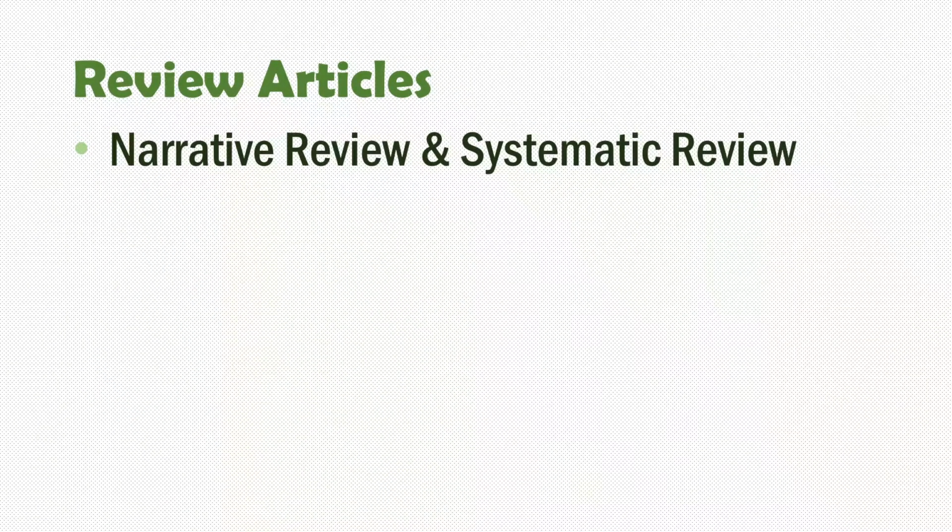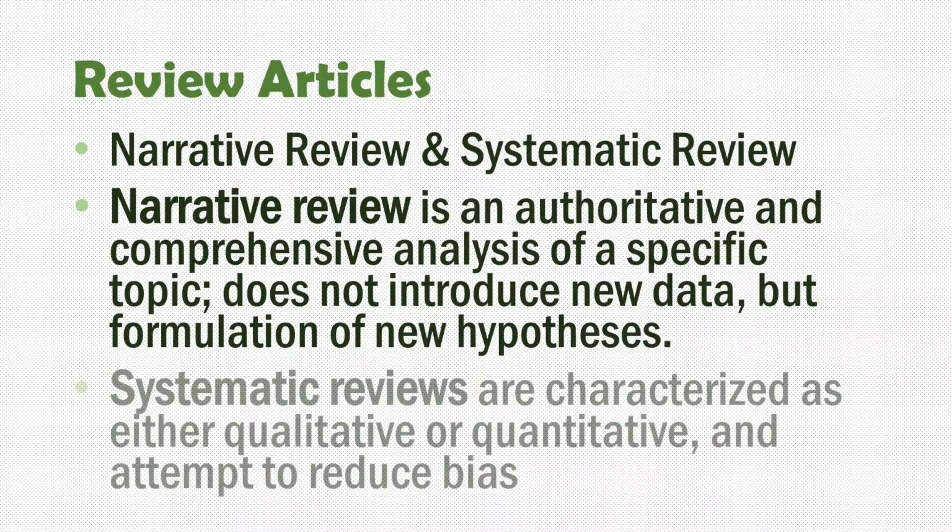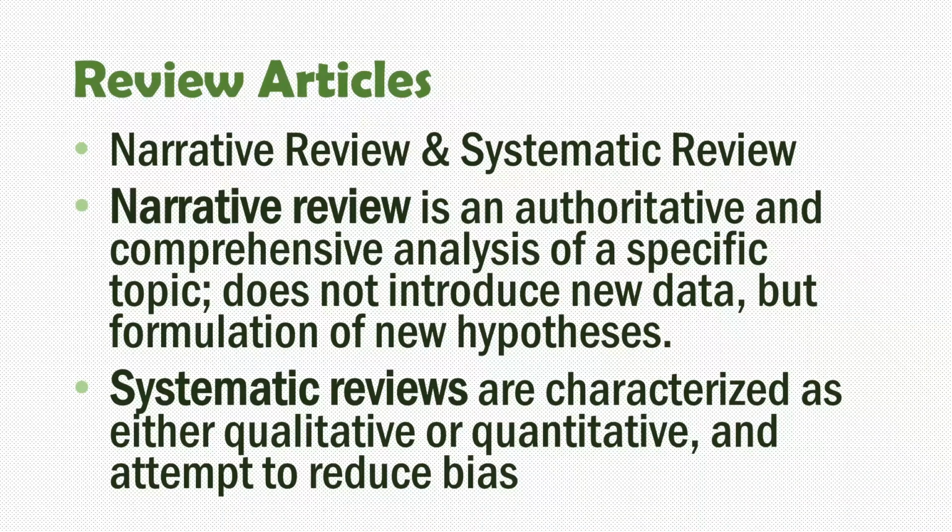The types of review articles are narrative review and systematic review. A narrative review article is an authoritative and comprehensive analysis of a specific topic that is more descriptive in nature than a systematic review. It does not introduce new data, but often leads to formulation of new hypotheses. Systematic reviews are usually characterized as either qualitative or quantitative, using meta-analysis, and attempt to reduce bias by addressing the methodological selection, assessing the quality of the study, critical appraisal, and analyzing the literature.